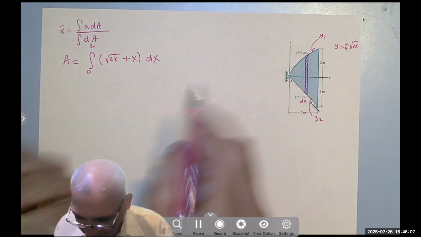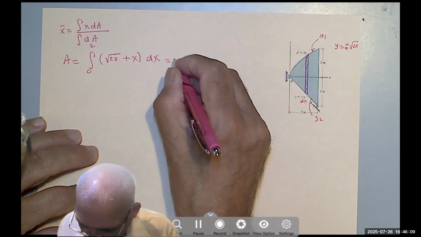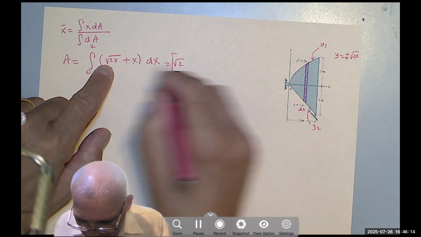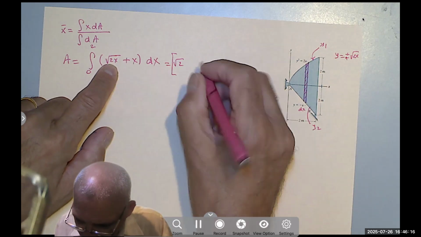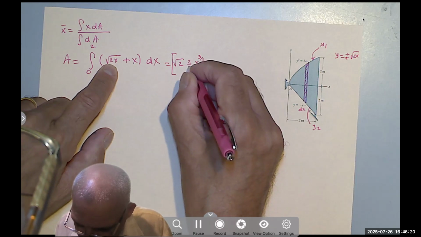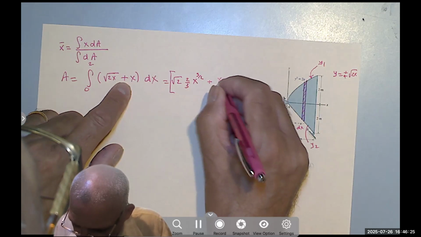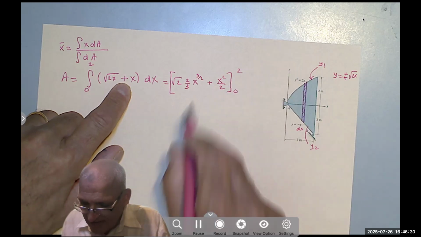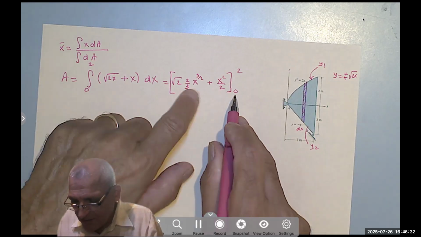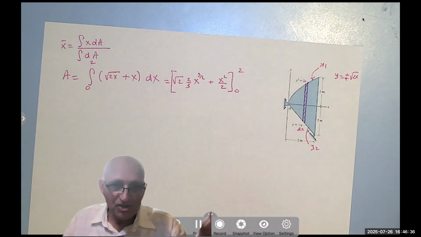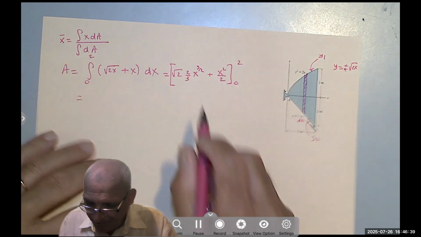It's so easy. Now, square root of 2 is a constant. And this is x to the 1/2. So when you integrate it, you get x to the 3/2 over 3/2, meaning times 2/3, plus x squared over 2. And you evaluate that from 0 to 2. And since both terms, when x equals 0, become 0, you don't need to say, oh, the top minus the bottom. You just evaluate it at the top.